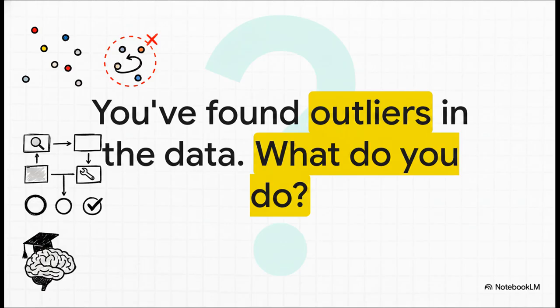You've found outliers. What's your next move? Now, a weak answer is just, oh, I'd remove them. A strong answer, a great answer, always follows a clear process. Let's walk through that process.